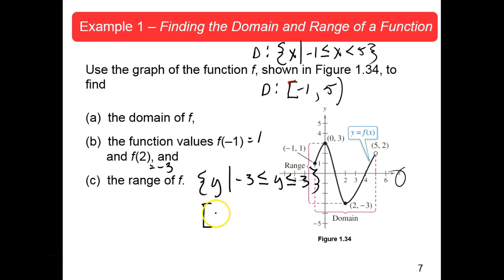In interval notation, that would be bracket negative 3, comma, 3 bracket. Okay, good. Get them all the pieces there. Does that make sense? The brackets indicate there's equals there. The parentheses indicates there's not an equal there. Make sense? All right. Any questions on that?